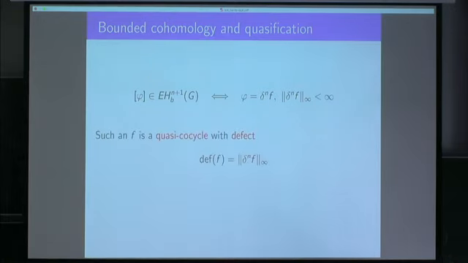And an unbounded cochain F, whose differential is bounded, is what is called a quasi-cocycle. Okay? Because its coboundary is not 0, so it's not a cocycle, but it is close to being 0 because it's bounded. So it's called a quasi-cocycle. And the defect of the quasi-cocycle measures the failing of being a cocycle, and it is just the L infinity norm of the differential.